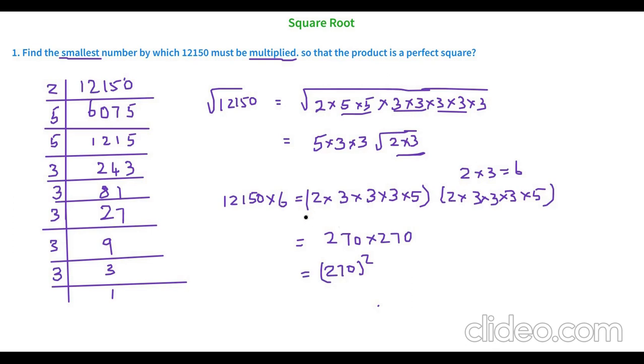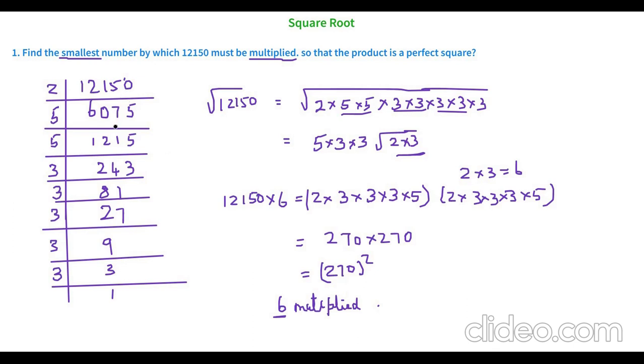So we can directly write 6 must be multiplied with 12,150 to make it a perfect square. So the next perfect square would be 270. 6 must be multiplied. So the next square number would be 270 the whole square. Isn't it easy?